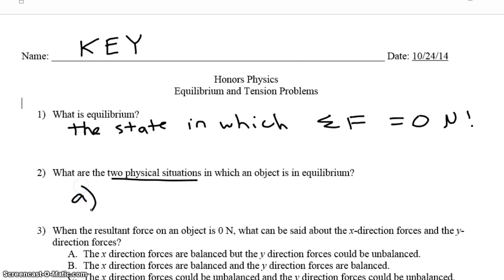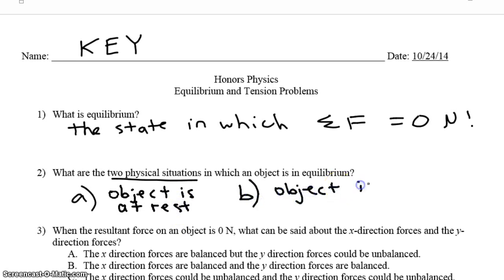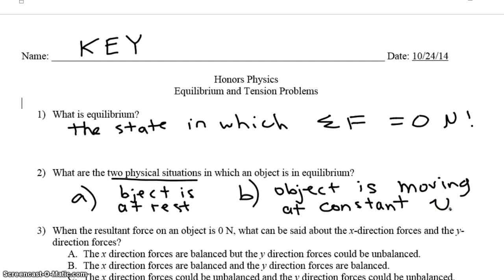Let's just say, the first physical situation where total force is 0 is when the object is at rest. The second is when the object is moving, but there's a specific type of motion. It has to be moving at constant velocity. Constant V.